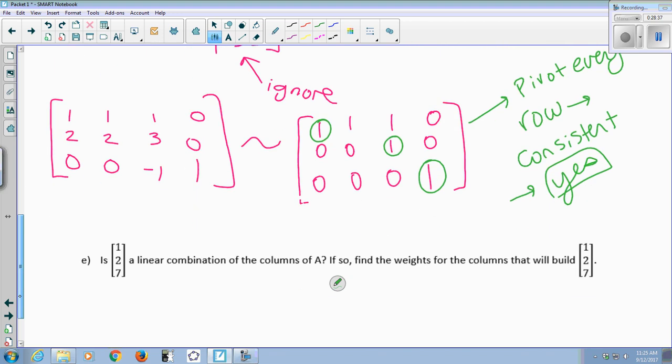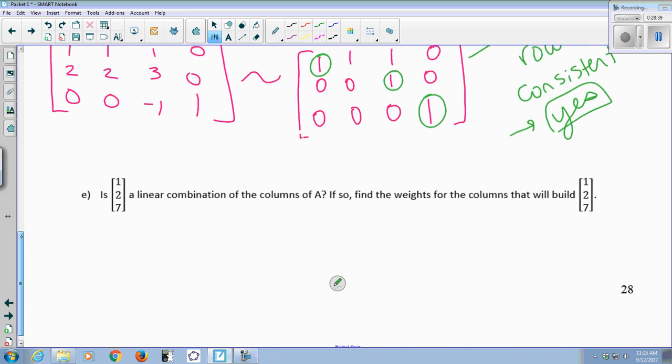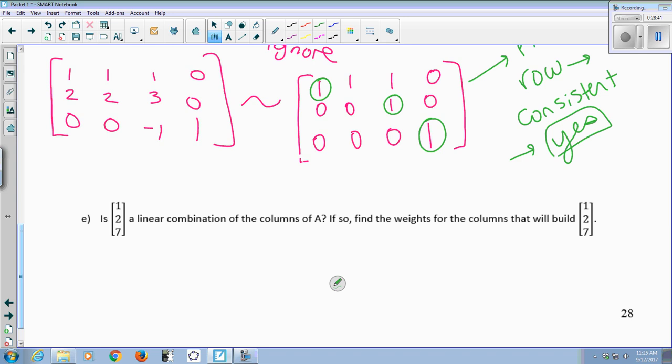So once you know that, this question is super easy. Is 1, 2, 7 a linear combination of the columns of A? Yes. Every possible vector in R3 will be a linear combination of the columns of A. We just showed that no matter what B1, B2, B3 I pick, the answer to that is yes. Let's not find the weights. I don't feel like it.